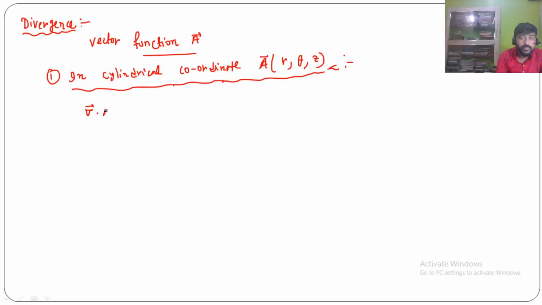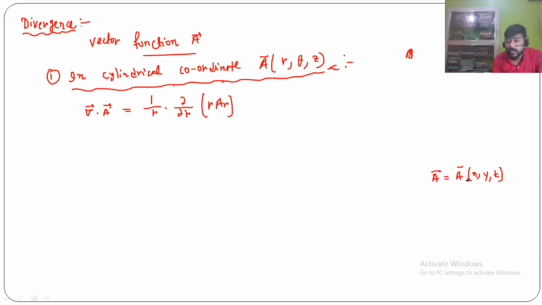So divergence A will look like this: 1 by r into del by del r of r A_r. Please remember this is the component of A along r. If in Cartesian coordinate system you have this A vector as a function of x, y, z, then you will get Ax, Ay, Az components, but here you will get components A_r, A_theta, A_z along r, theta and z. So this A_r implies the component of the vector along r cap, or along r.